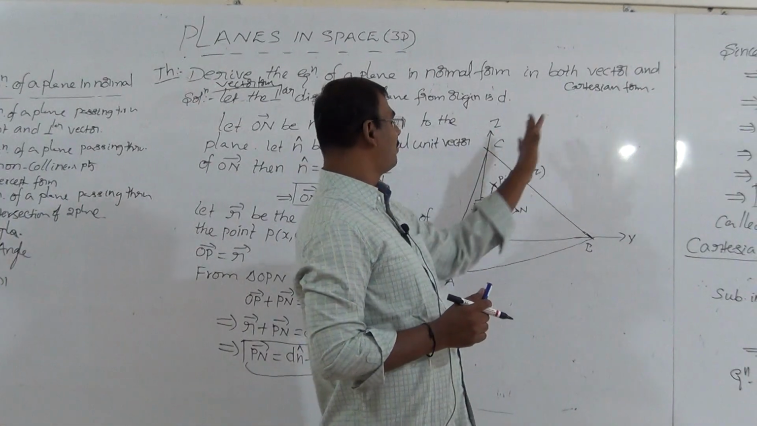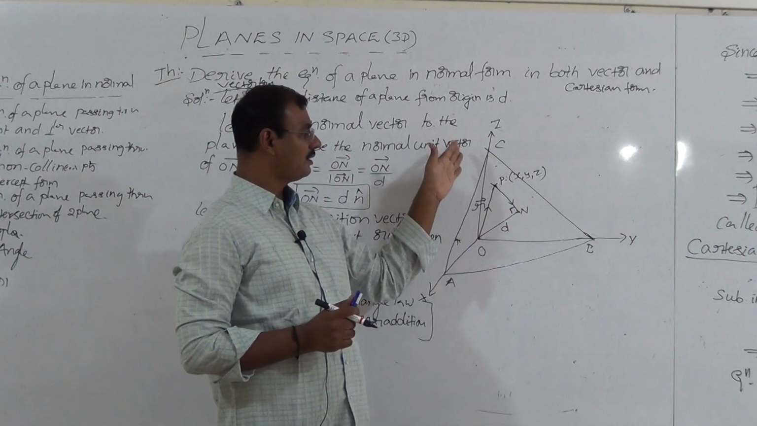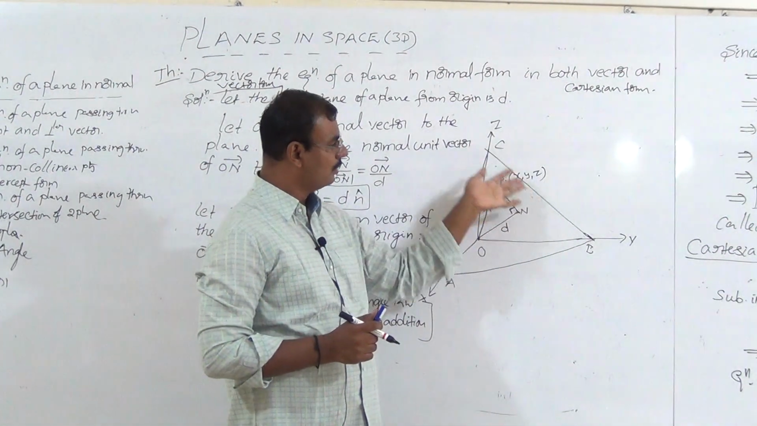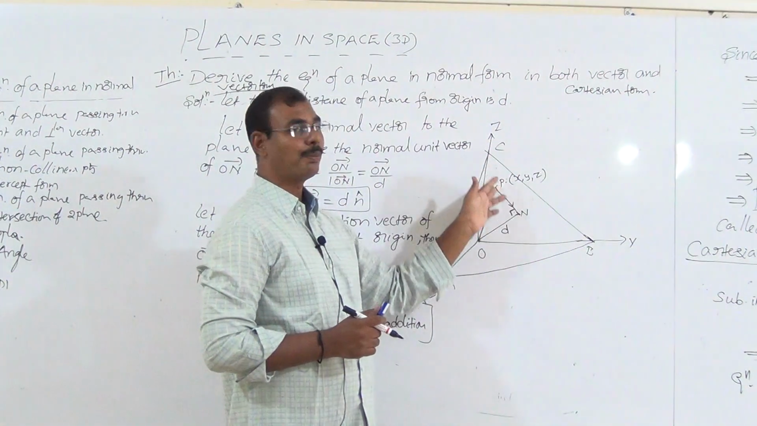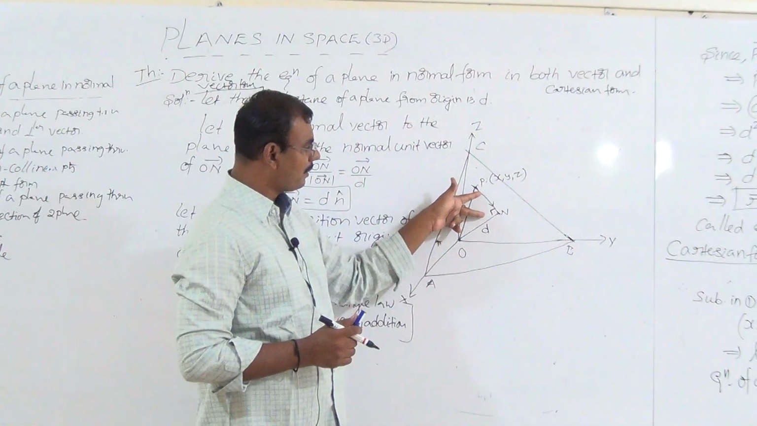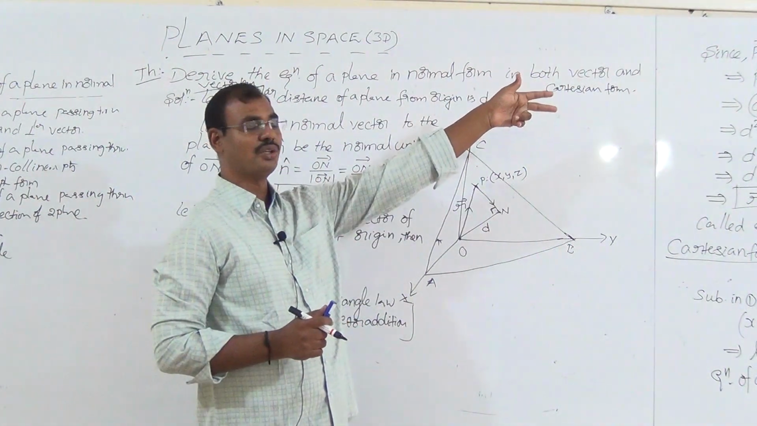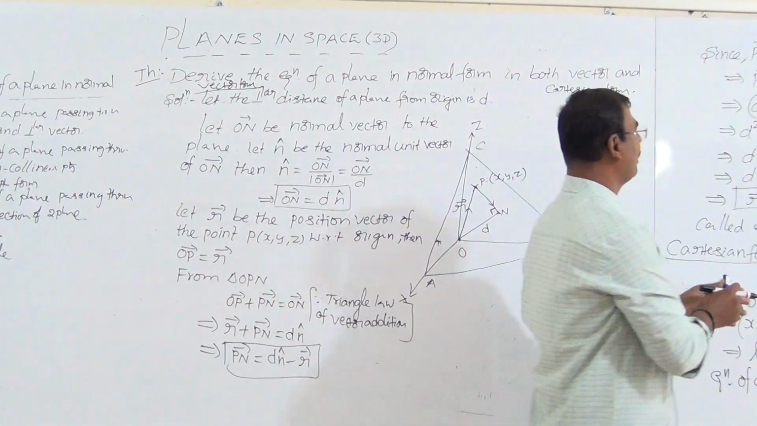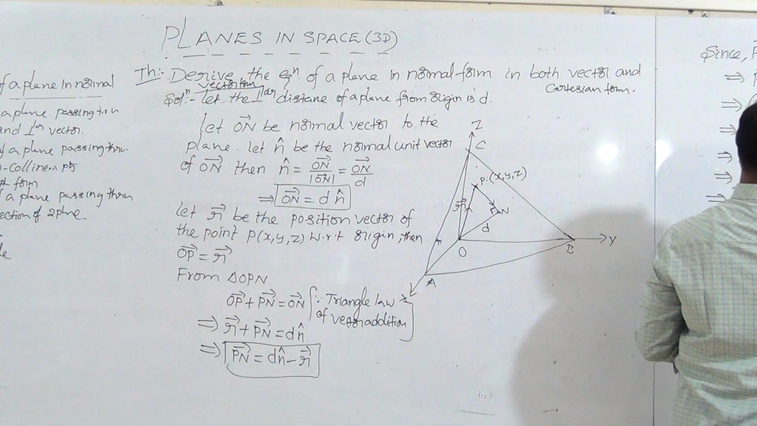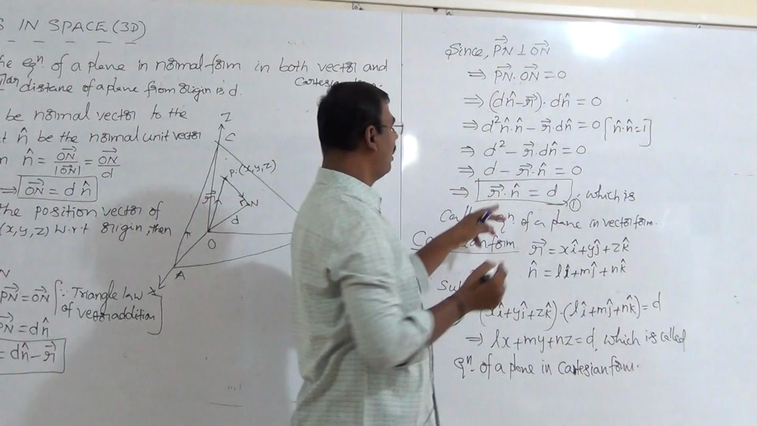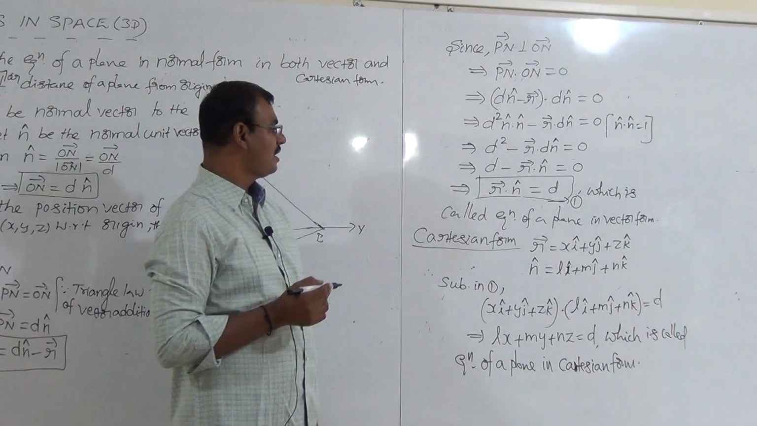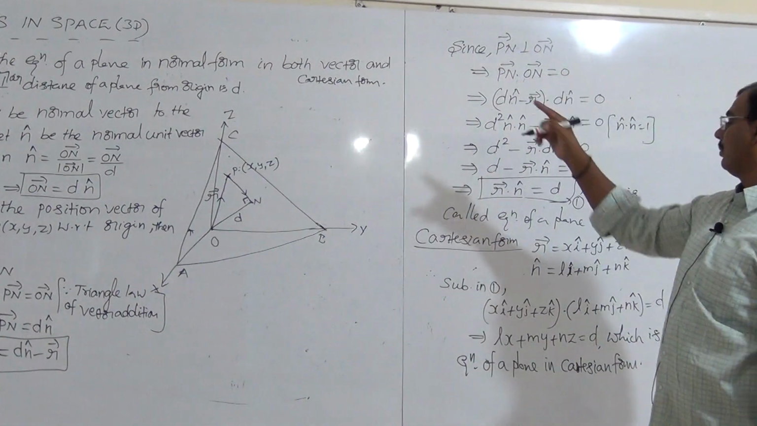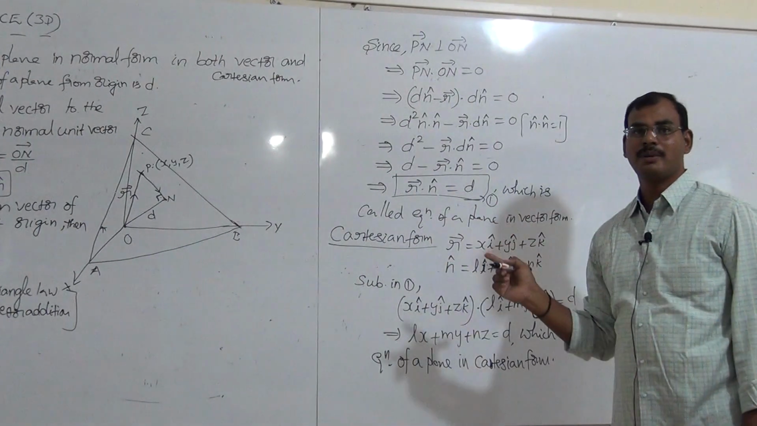Okay. Now observing here, this PN vector lies along the plane only. It means ON vector is perpendicular to the plane, so it is also perpendicular to PN vector. If two vectors are perpendicular, the dot product is always 0. So PN vector dot ON vector is equal to 0. Substitute and simplify. Here you remember that n cap dot n cap is equal to 1. So we get R bar dot n cap equal to D, which is called the equation of a plane in the vector form. What is the equation of a plane in normal form? R bar dot n cap is equal to D.